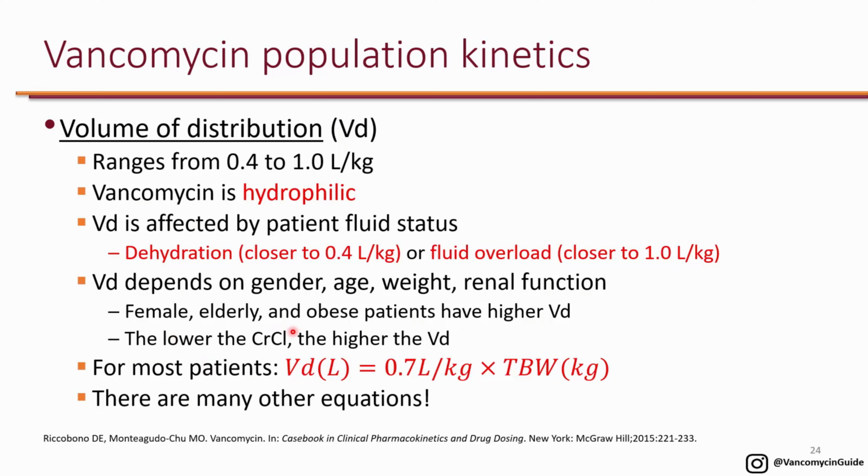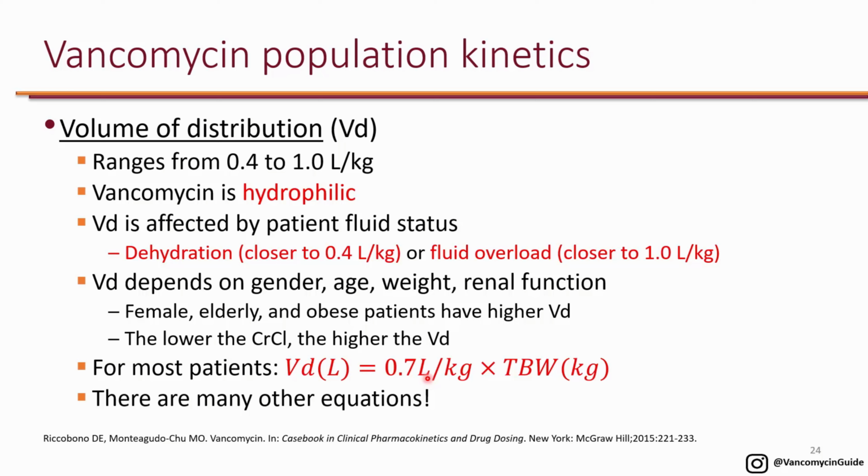So females, elderly, and obese patients actually have higher volume of distribution. And the lower the creatinine clearance, the higher the volume of distribution. So for most patients, we will use the volume of distribution in liters equals 0.7 liters per kilogram times total body weight in kilograms. However, you should only use this equation in patients with normal volume status. So if you're given a case, and the patient has normal volume status, you can use this.